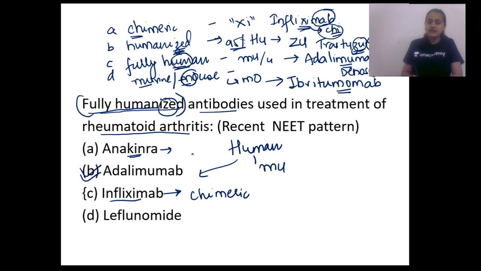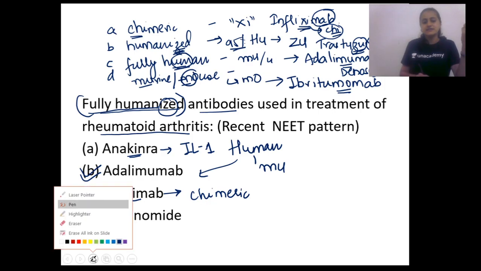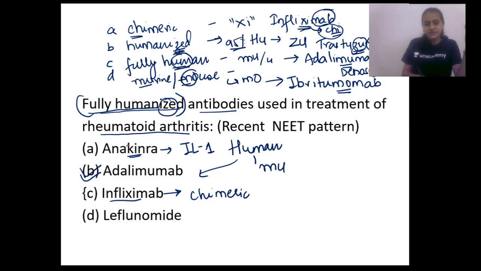Can somebody tell me the target for anakinra? Yes, we use it in rheumatoid arthritis. Very good, it is interleukin 1. Now what tells you that the target is interleukin? What helps you to remember that? When you have Ki in the term of the drug, Ki is actually interleukin. So the drugs against interleukin will have Ki in the name.